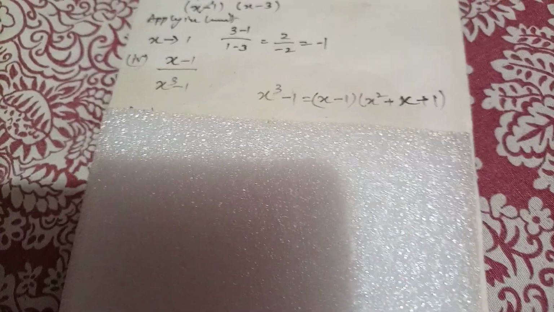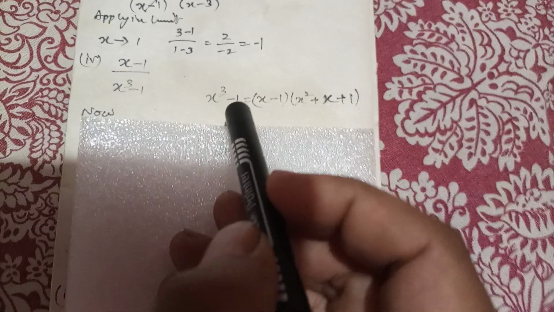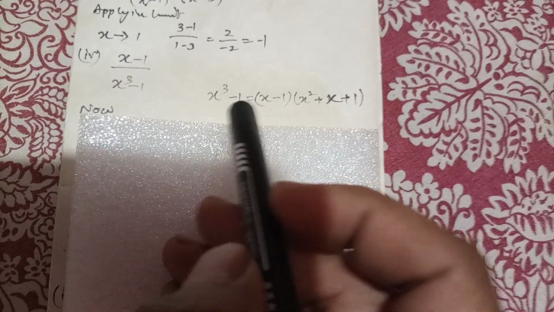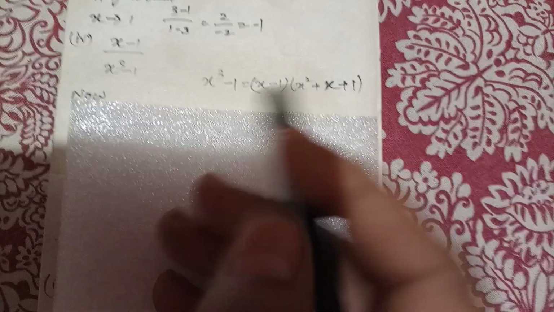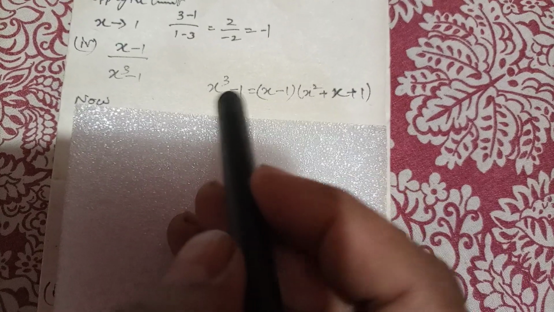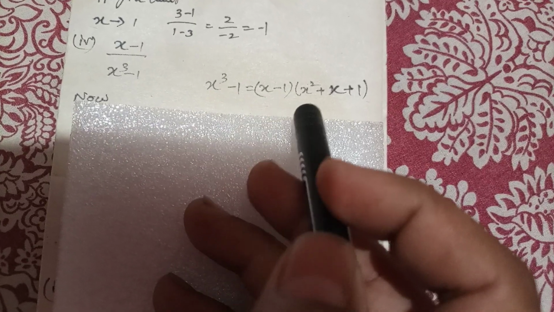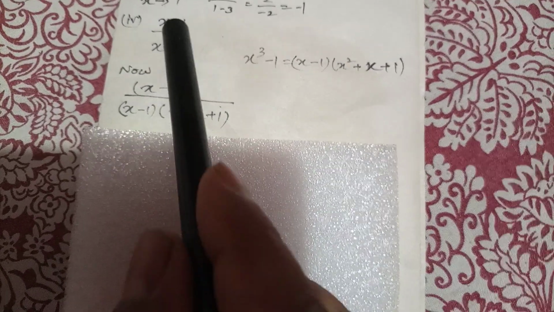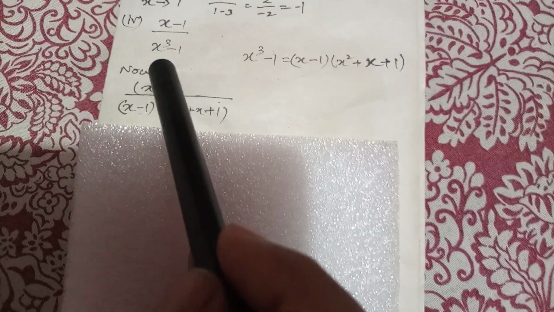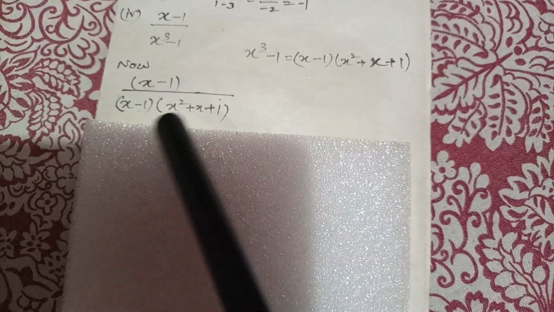Okay, now fourth part, quickly I'm going. Fourth part has x minus 1 upon x cube minus 1 under it, right? So we know that x cube minus 1 will be, applying the identity, a cube minus b cube is equals to a minus b into a square plus ab plus b square. When we expand using the same identity, x cube minus 1 will become x minus 1 into x square plus x plus 1. Now we can write this expanded form here under x minus 1, because x minus 1 has x cube minus 1 under it. So this expanded form is noted over here.